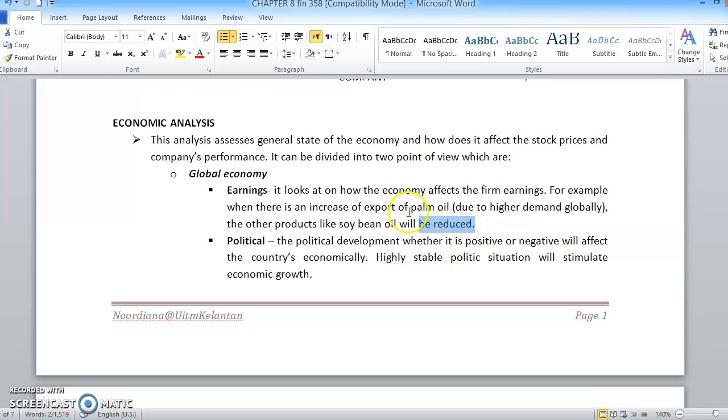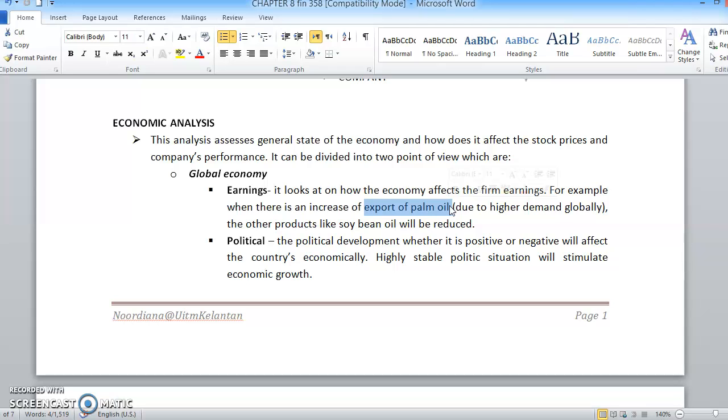Because the demand is higher for palm oil. Okay, so these kind of products, they are always in a war. Always in a war, sentiasa berperang satu sama lain, dan untuk satu produk itu naik, maka dia punya competitors akan turun, kan? Right? So this is how the earning affects the economy and it affects the firm's earning, right? Of course, they have to have a higher demand and also high sales to get a good earning.